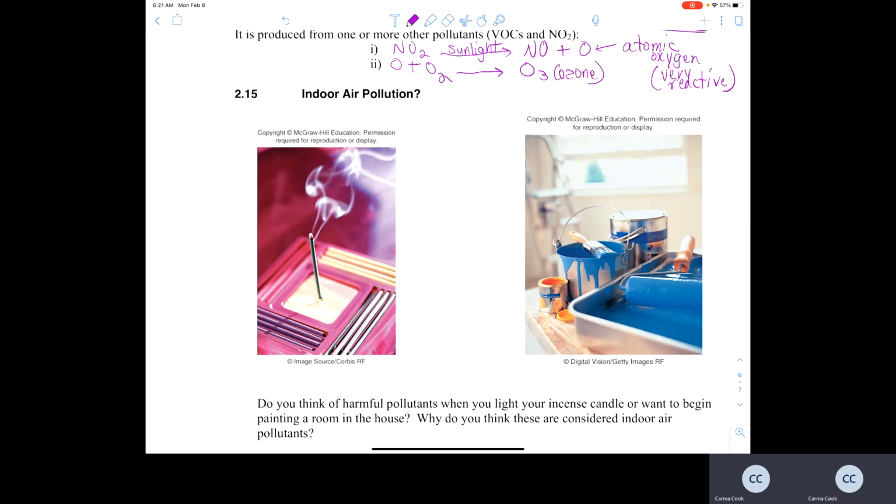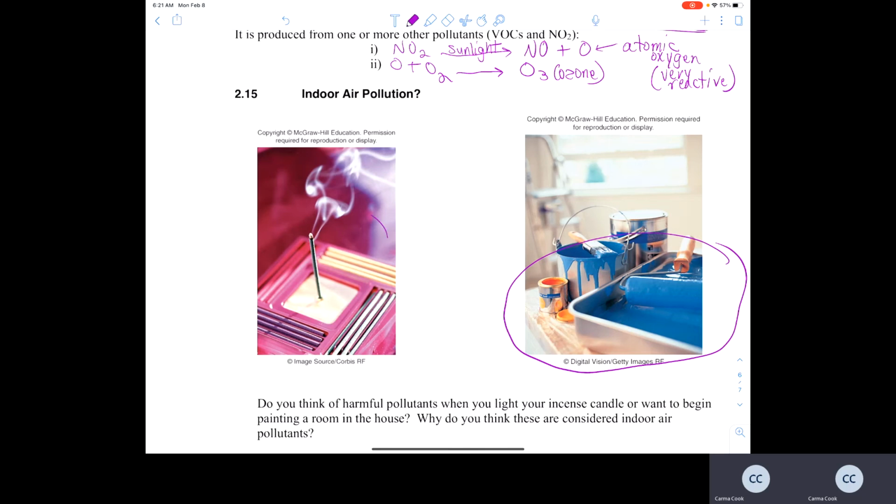So when we think about indoor air pollution, you want to think about things like your paint. If you're painting the inside of your house, do you have proper ventilation? Also, what's in the paint? Most paints have volatile organic compounds and maybe other chemical compounds that may cause health issues if you're not painting in a well-ventilated area. So ventilation is very important.